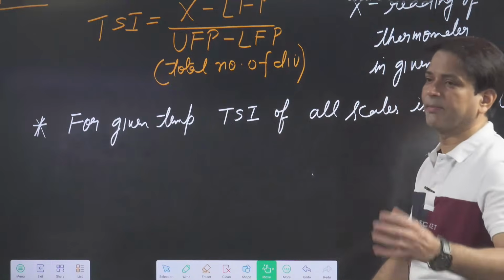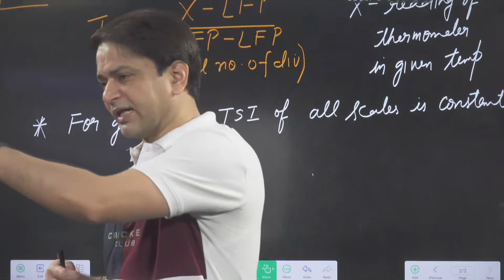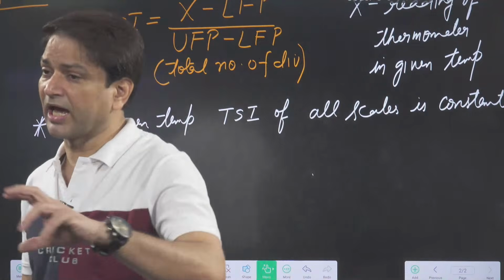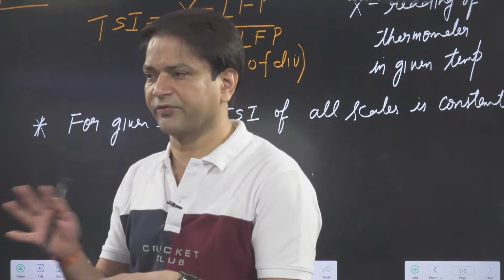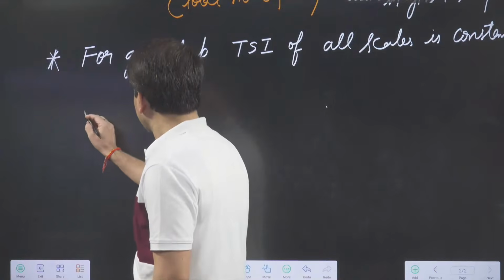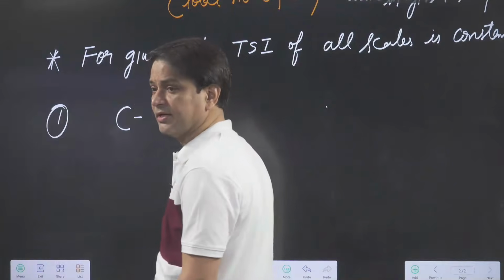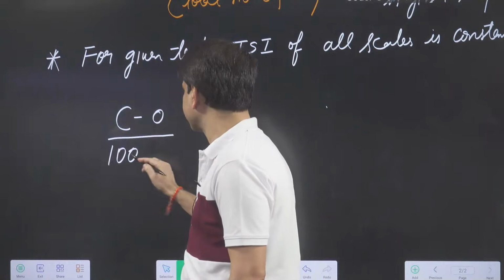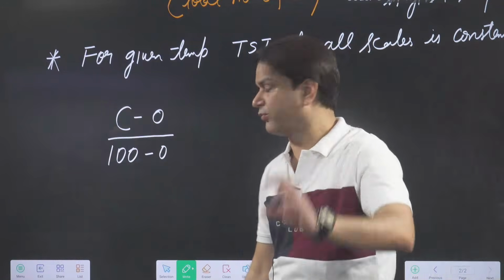Now suppose I am measuring any body temperature. In the Celsius scale its reading is C, in the Fahrenheit scale its reading is F, and in the Kelvin scale its reading is K. The same body temperature in different scales gives different readings. Then the TSI of Celsius will be C minus LFP of Celsius, 0, upon 100 minus 0. This is the TSI of the Celsius scale for a given temperature.